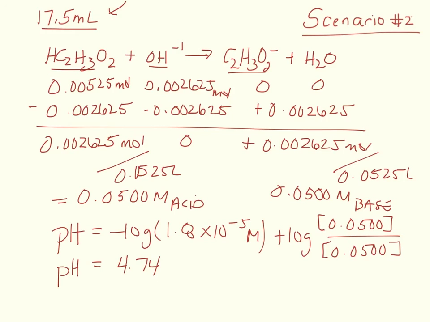The gist of this problem is to just think about particles. So think about how many particles of acid you had originally, how many particles of base you added, react them together and figure out what you have left. And if you have the weak acid left and you have some conjugate base produced, you have a buffer, use Henderson-Hasselbalch. That's the gist of scenario number 2.